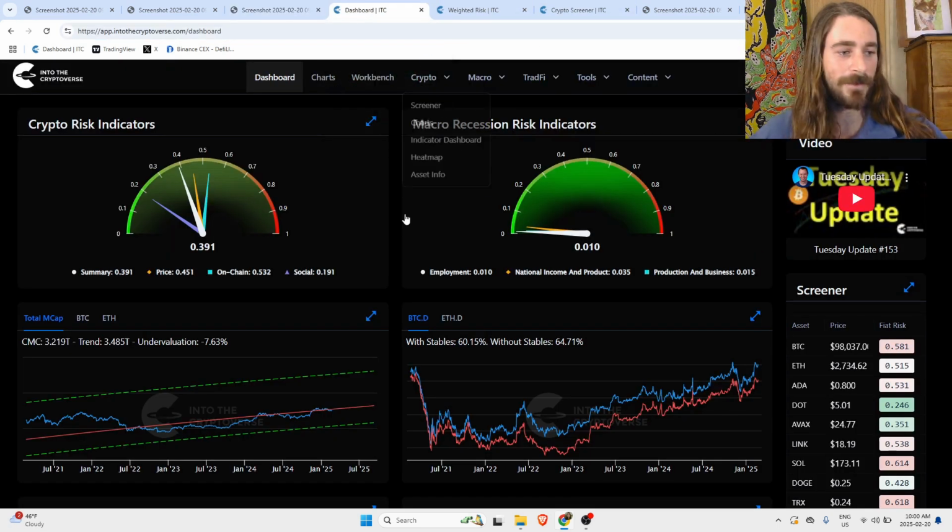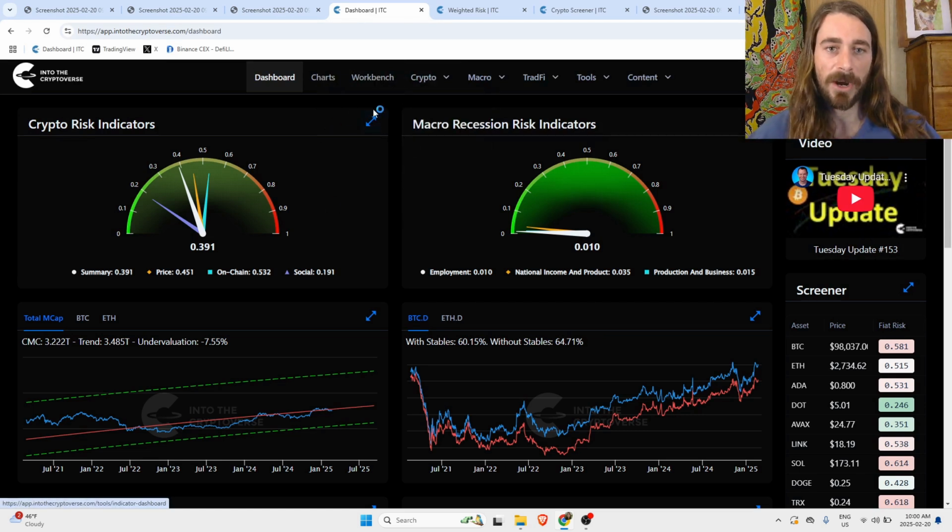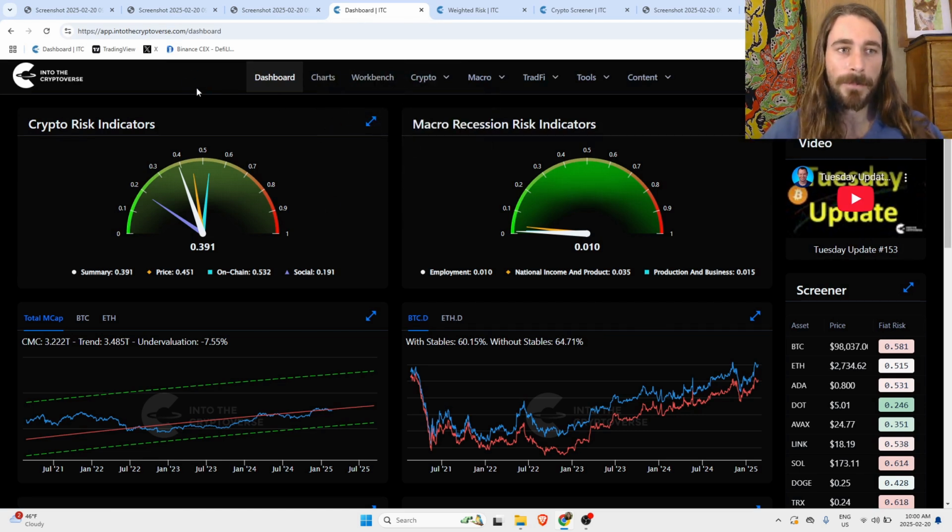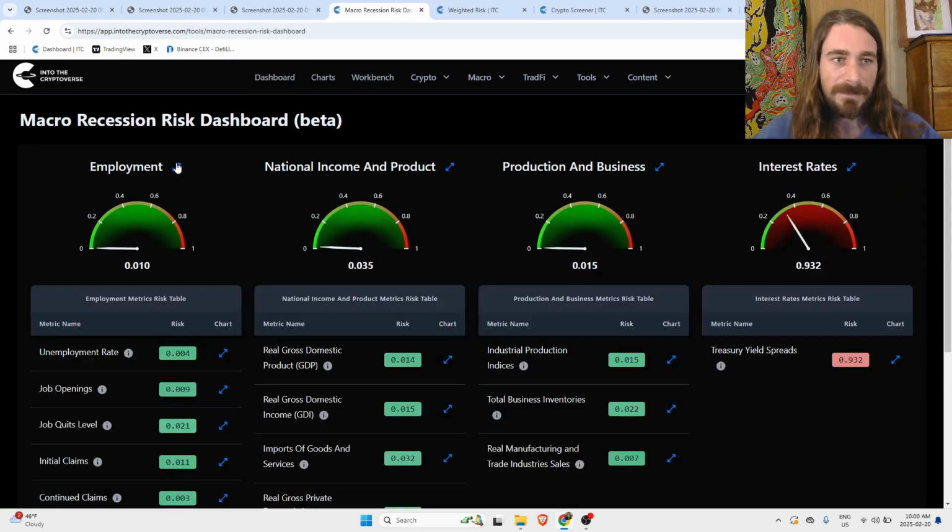Okay, so flipping over now, I want to talk about risk in the markets. When we talk about our own portfolio risk, we need to understand what's going on in the markets in terms of macroeconomic events. So we can take a look. I've got this macro recession risk dashboard here on Into the Cryptoverse. You're welcome to come over here, get a free account, and check out some of the tools. This is a paid tool right here, so I'll just be showing it to you every once in a while.